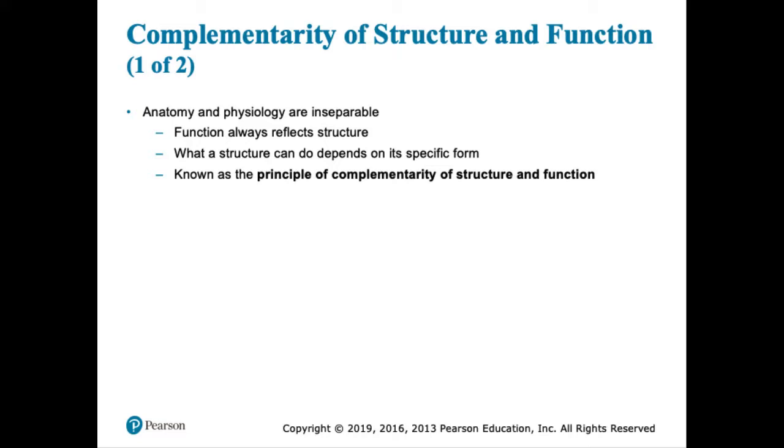And in anatomy and physiology, that works just the same. So when we see a structure, sometimes that structure helps us understand its function. And so they are inseparable, anatomy and physiology. They work together. So a function always, in some ways, reflects that structure. So what a structure can do really depends upon its physical form. And so that's how we're going to be able to tell how something looks and how it works and to make those comparisons. We call this the principle of complementarity in structure and function in anatomy.